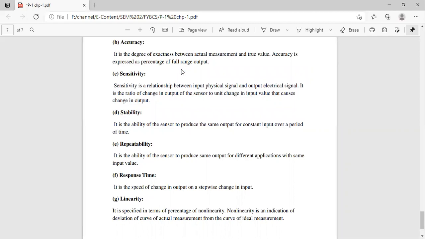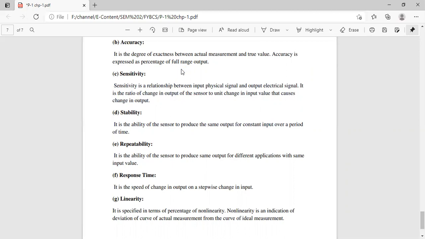After that, the sensitivity. Sensitivity is the relationship between input physical signal and output electrical signal. Whatever input signal you are going to apply, and whatever output signal you are going to get, the relation between them is nothing but sensitivity.